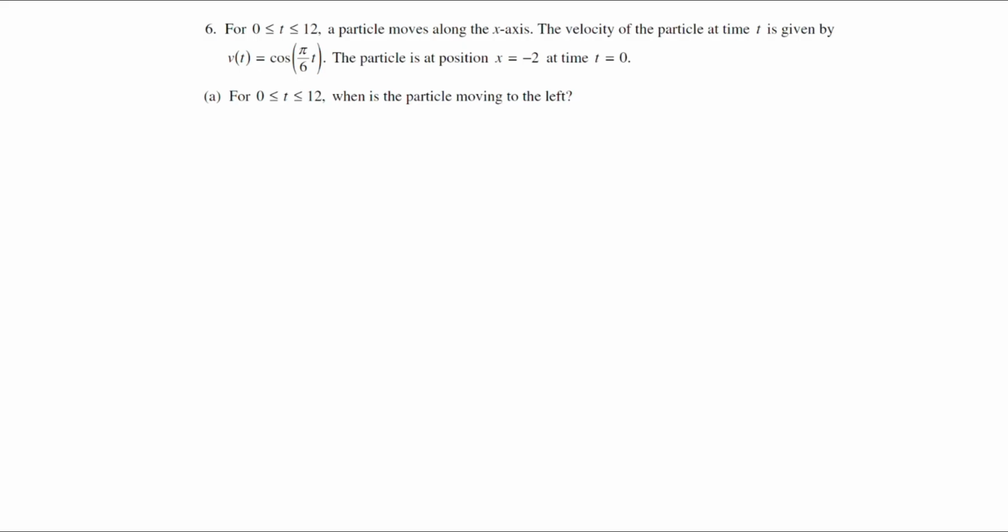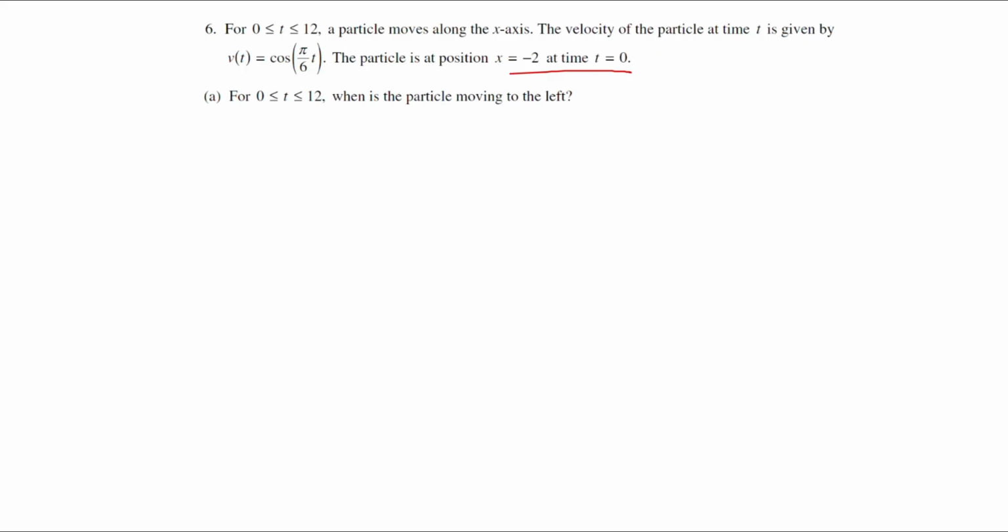All right, this is question number 6 from the 2012 AP Calculus AB exam. It's a motion FRQ, and we've got a particle moving along the x-axis from t equals 0 to 12, and we're given its velocity function, cosine of pi over 6 times t. We're also given an initial position that at t equals 0, the particle is at a position of x equals -2. First question it asks us is, when is the particle moving to the left?